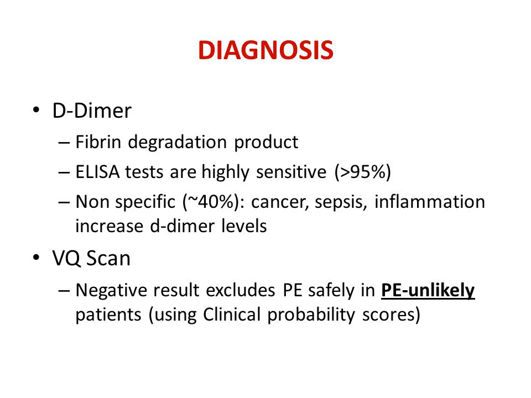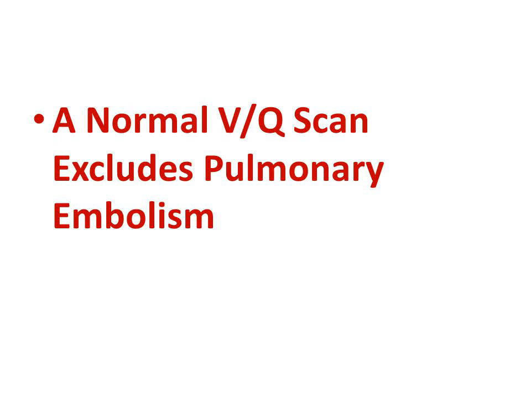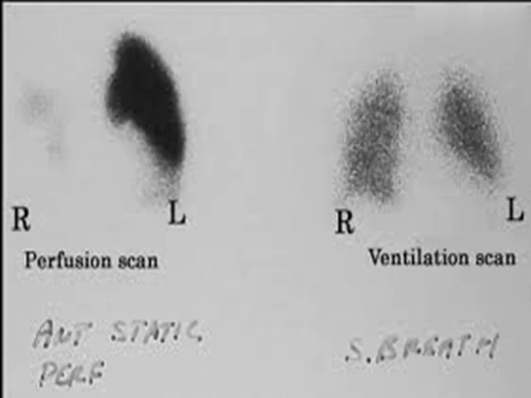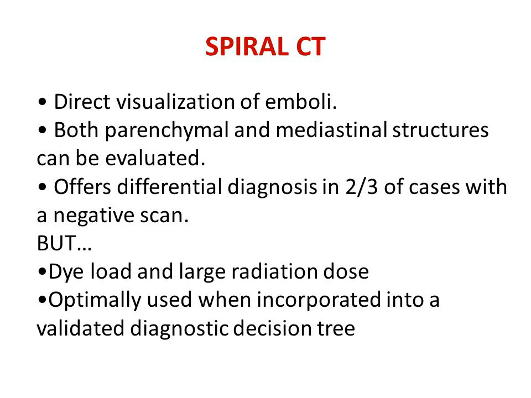VQ scan: a negative result excludes PE safely in PE-unlikely patients, using clinical probability scores. A normal VQ scan excludes pulmonary embolism. Spiral CT allows direct visualization of emboli. Both parenchymal and mediastinal structures can be evaluated, and it offers a differential diagnosis in 2/3 of cases with a negative scan. But there is dye load and a large radiation dose. It is optimally used when incorporated into a validated diagnostic decision tree.